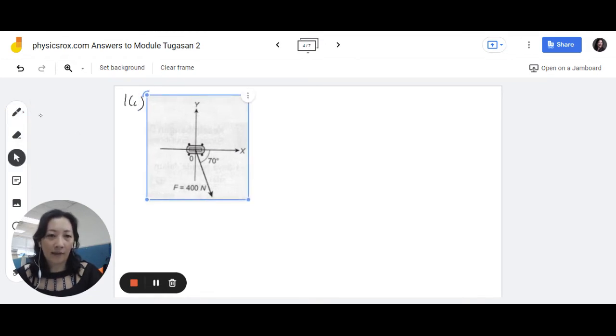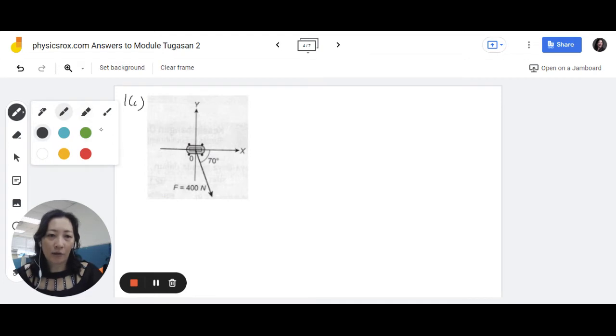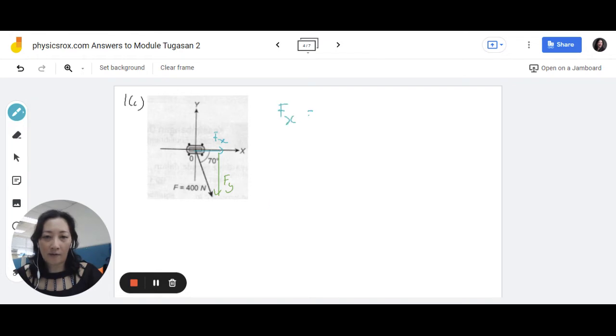So for 1C, 70 degrees is here, so the triangle would be this way. So that means your fx is here, and your fy is here. Okay, fy. So the angle is here, so fx is adjacent, right? So you can actually use the f cos theta formula, because adjacent over hypotenuse is cos, right? So that comes out to f cos theta. So this is 400 cos 70. I'm just punching the numbers into an off-screen calculator, and that gives us 136.81.